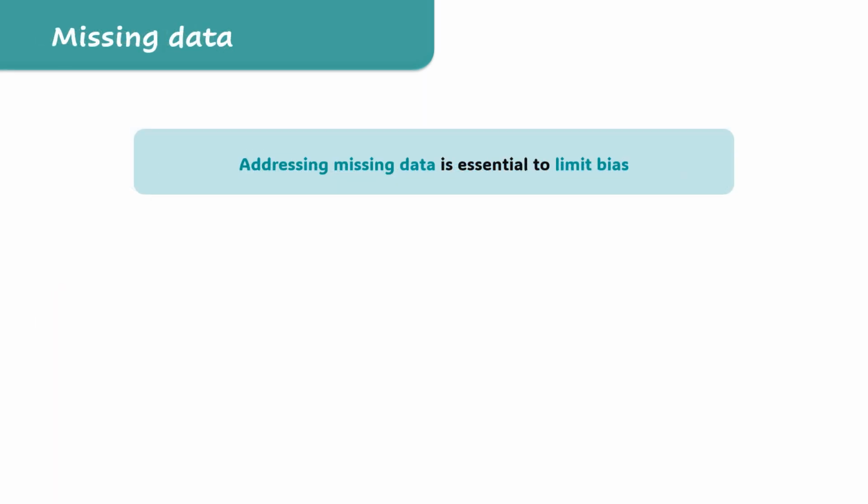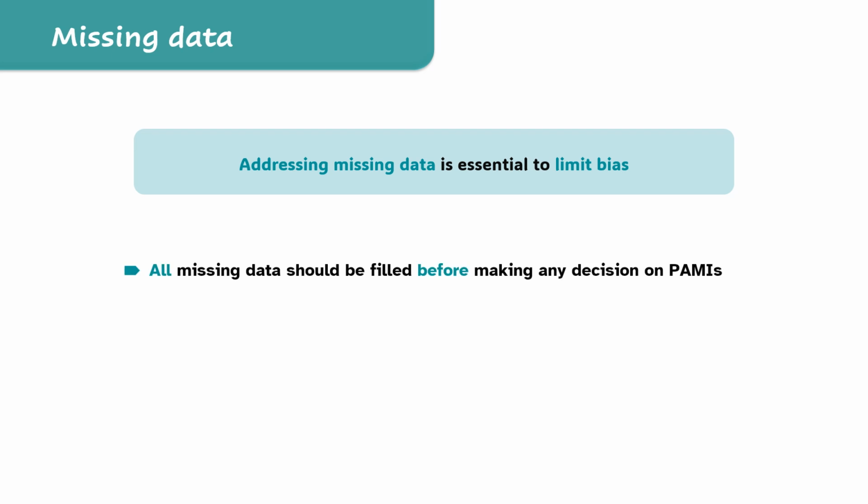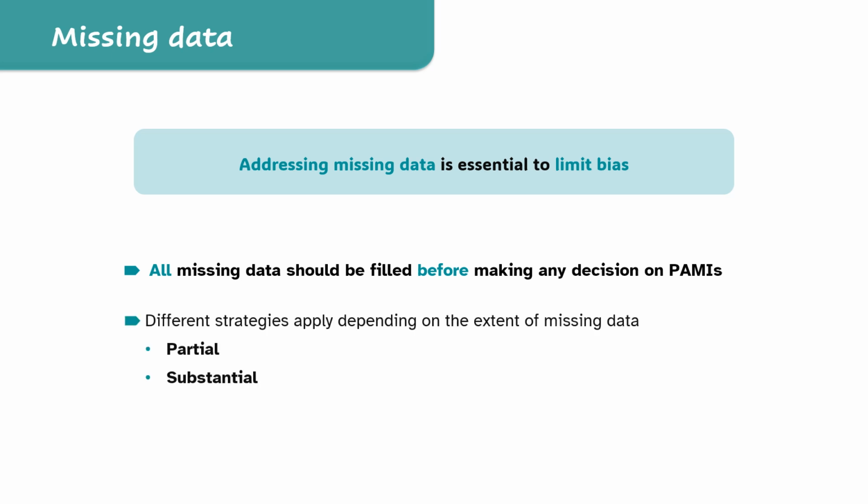Essential to a reliable PAMI identification is also the management of missing data. Addressing missing data is essential to limit bias in the PAMI analysis. Importantly, all missing data should be filled before any decision is made on the list of PAMI. To that end, different strategies apply depending on the extent of data missingness. Namely, if there is partial data missingness or substantial data missingness.